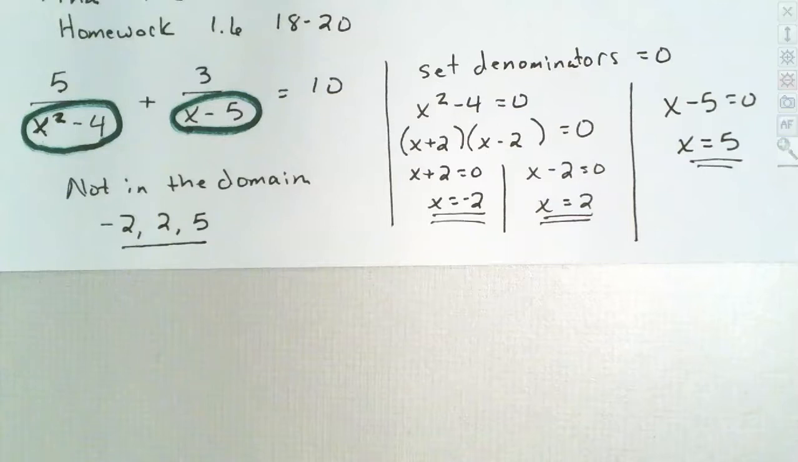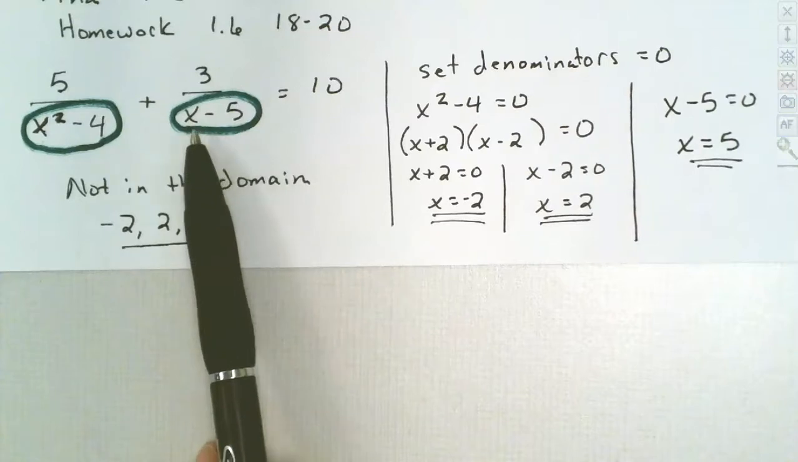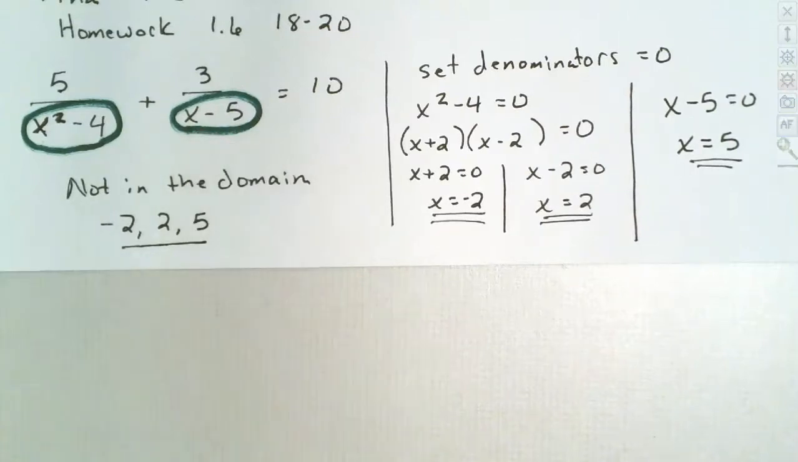So that's why negative 2 is not in there. Positive 2 doesn't work either. And 5 also can't happen because 5 minus 5 gives you what? 0 down below as well. So that's how you find the domain. And the domains are just values of x that do not work.